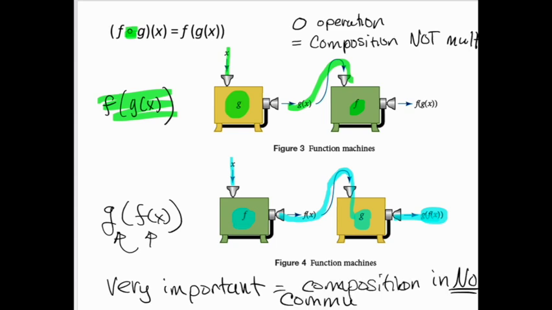Composition is not commutative. In other words, if I plug in g first and then apply it to f, that's not necessarily going to be the same as if I plug in f first and then apply it to g. Sometimes you might have some special cases where it's a coincidence that those values are the same, but typically they are not. It's not guaranteed that these two are equal. Okay, so the commutative property does not apply to composition functions.